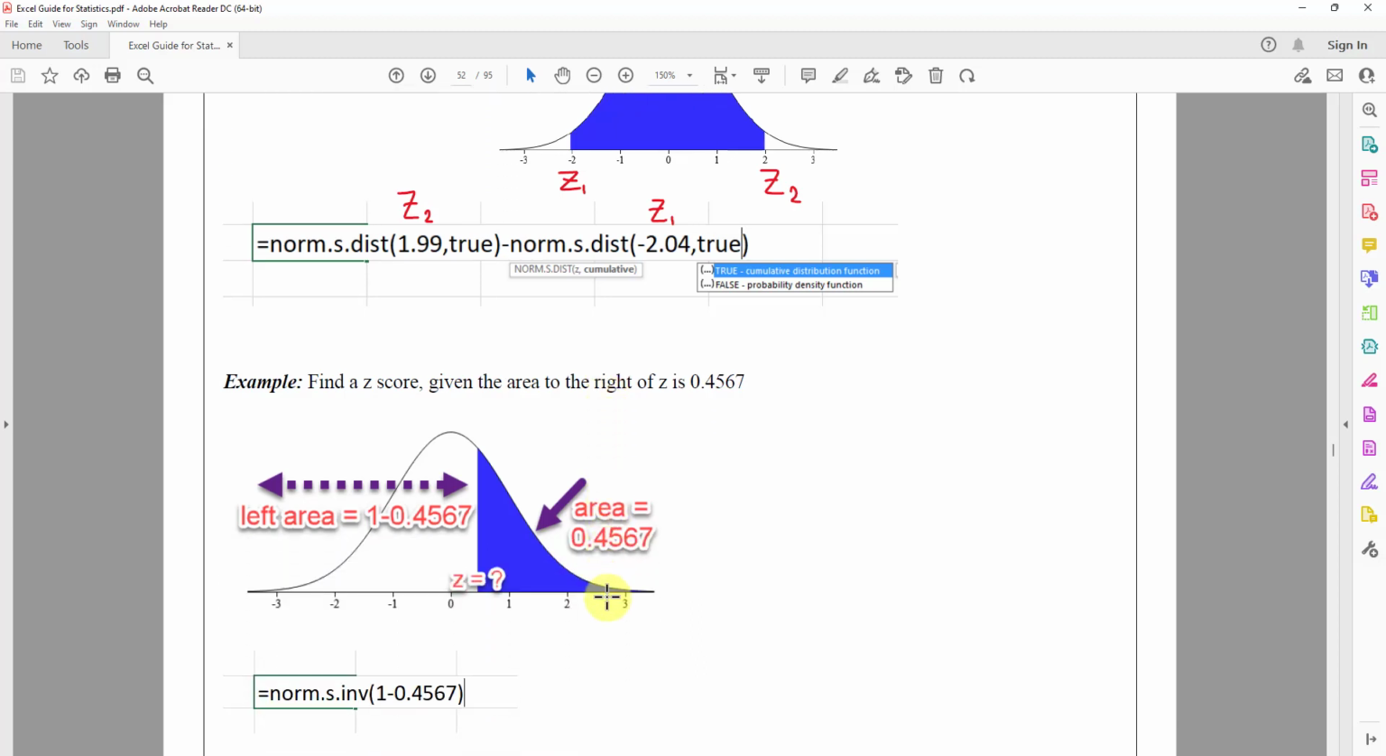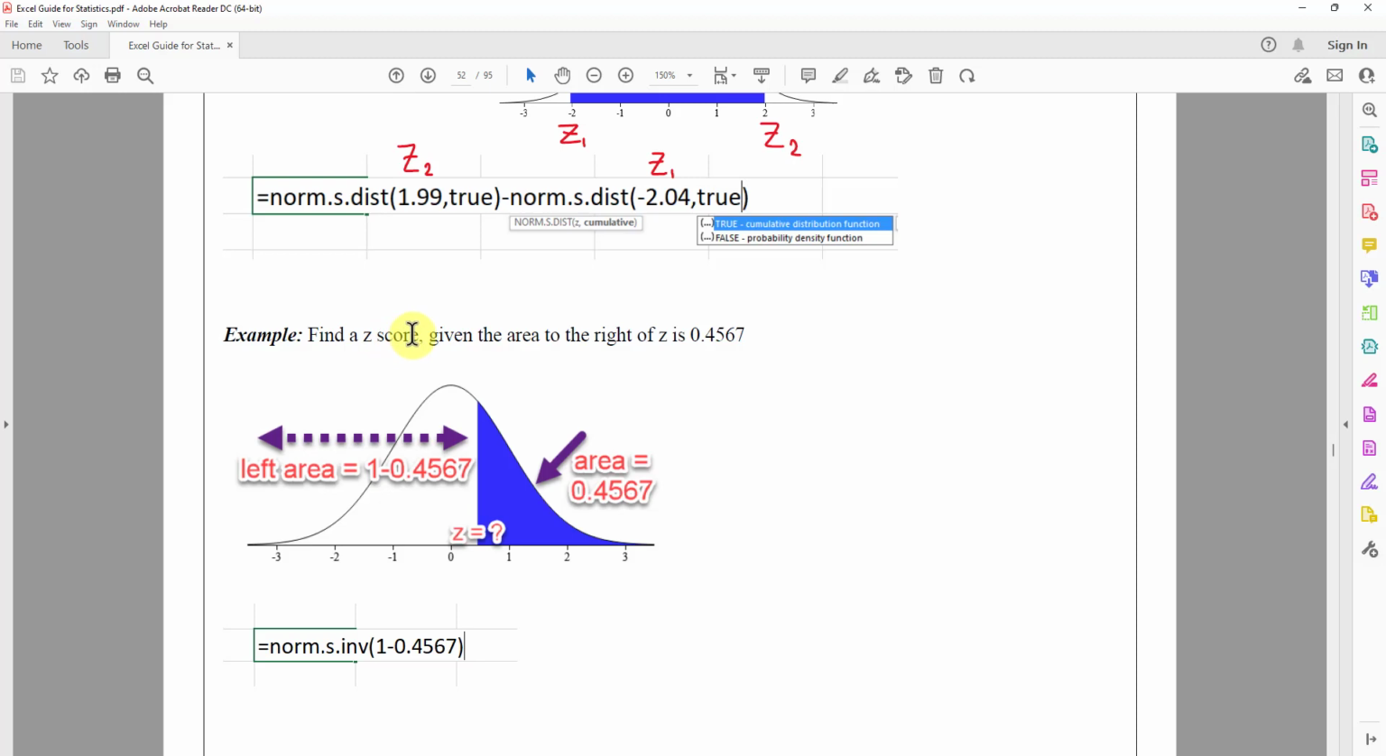Okay, another example: we are looking to find a z-score. This time, we are looking for the z-score, and we are given the area to the right of that z-score, and that area is 0.4567. So imagine that we have some area 0.4567, and we don't know this value right here, z equals question mark, right? So we are looking for this value that has this particular right area 0.4567.